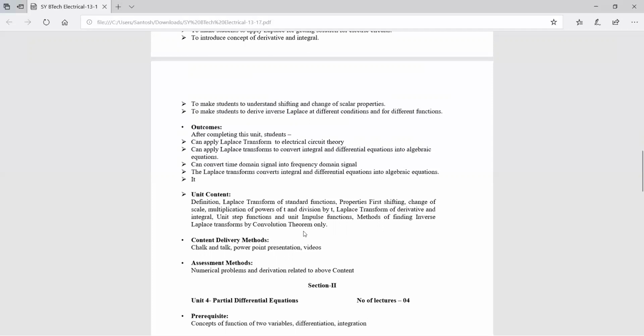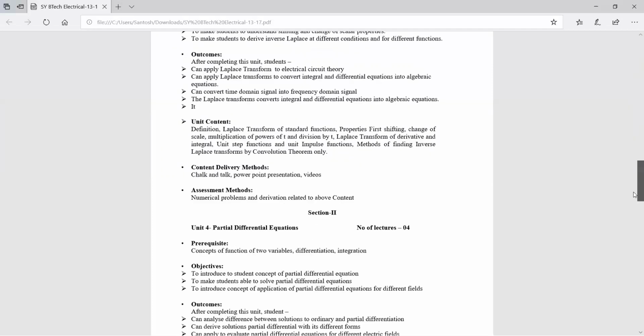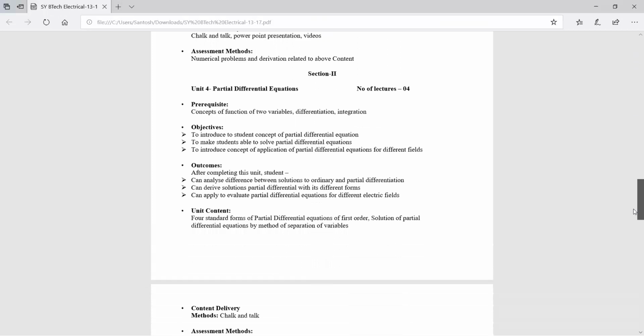In section 1, there are 3 topics. First topic is linear differential equation with constant coefficient. Topic number 2, homogeneous and Legendre linear differential equation. And topic number 3, Laplace transform. Now we move towards section number 2. Section 2 consists of 3 topics.